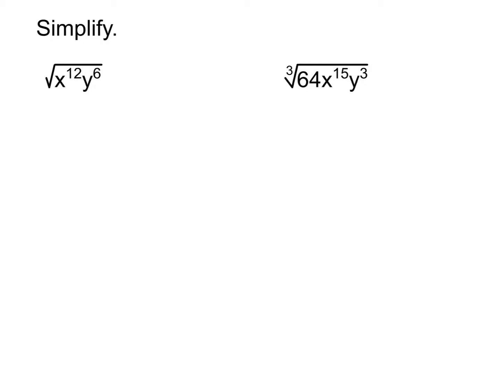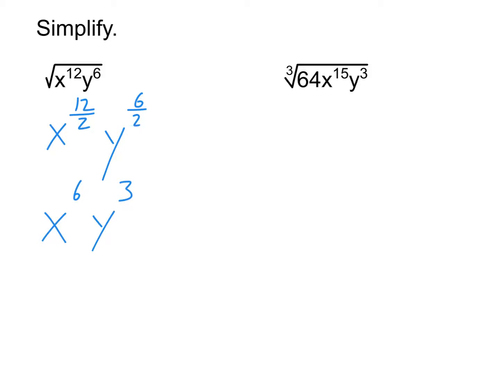All right, so for that first one, I'm going to start by turning both the x and the y into fractional exponents. So the square root of x to the 12th becomes x to the 12 halves. The square root of y to the 6th becomes y to the 6 over 2. And again, it's a square root, that's why they're both over 2 here. Now I simplify both of those fractions. So x to the 12 halves becomes x to the 6th. Y to the 6 over 2 becomes y to the 3rd. And that one's done. That's all there is to that one.